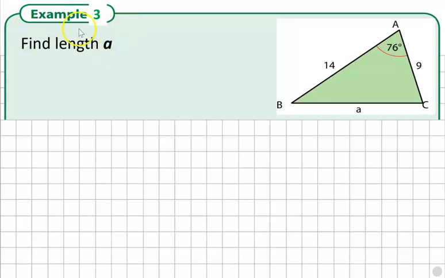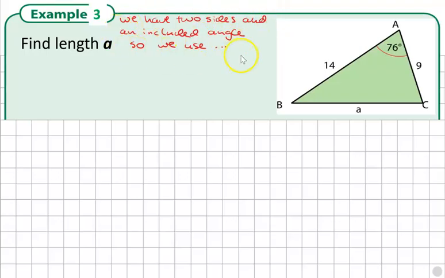Example 3. Find length A. So we're trying to find the side here of the triangle, the side BC, or you could call it side A. We have two sides and an included angle, so we use the cosine rule. The cosine rule is a squared equals b squared plus c squared minus 2bc cos A.